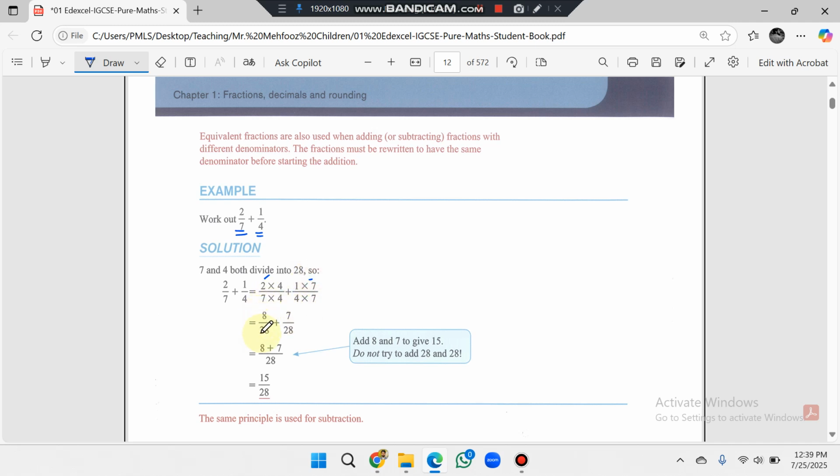You get 8 over 28 plus 7 over 28. Now the denominators are the same, so we add the numerators. So it becomes 8 plus 7 over 28. So it becomes 15 over 28. This is your solution, right?